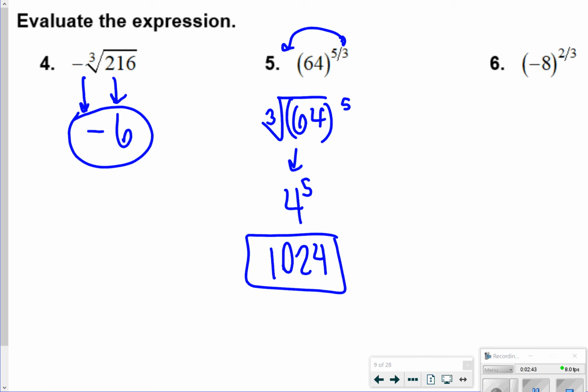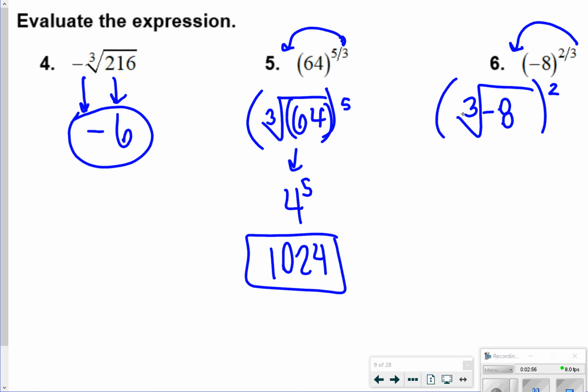Again, for number 6, I'm going to rewrite this in radical notation, so I'm going to bring that 3 around to the front, so the cube root of negative 8, and then to the 2nd power. I should have done this before, putting them all in parentheses like that. The cube root of negative 8 is negative 2, and then I'm basically doing negative 2 to the 2nd power, which is a positive 4.